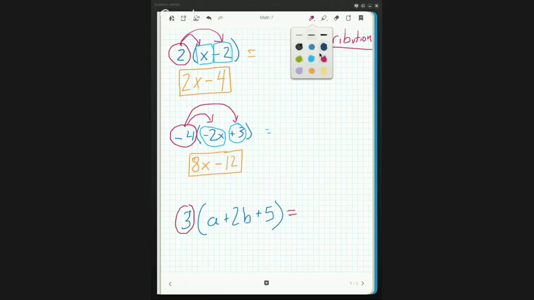Okay. All right, now I'm going to assume that you've paused it, tried it, and now you're coming back, and you're just going to verify that you got the right answer. Here we have 3 terms, so we're going to have 3 multiplications.